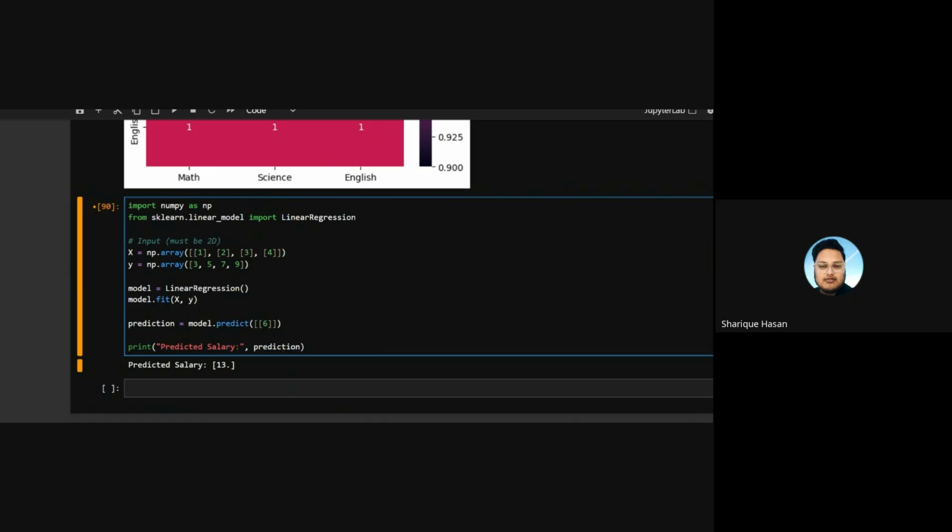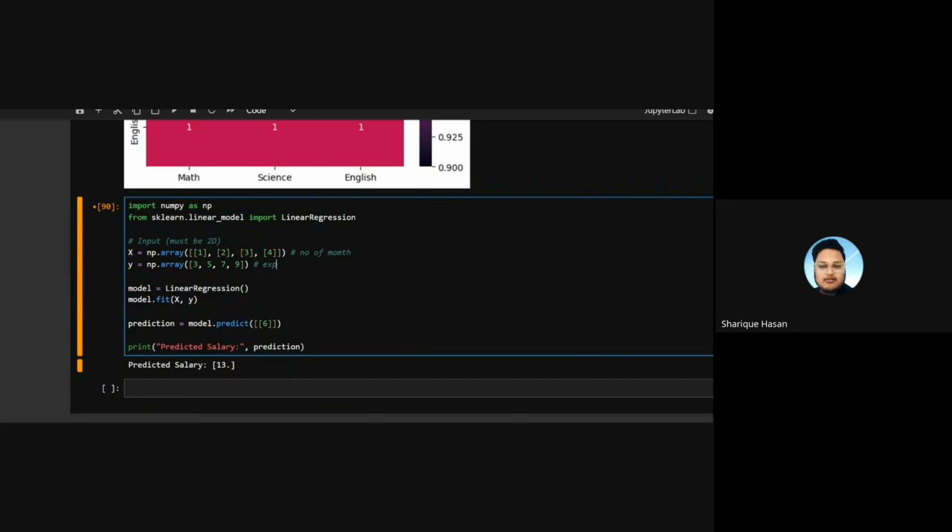Suppose these are the number of months or hours of working, and these are the employee number, or something like employee experience. According to this, we calculate the salary. It can be anything. I've just given you a particular example.